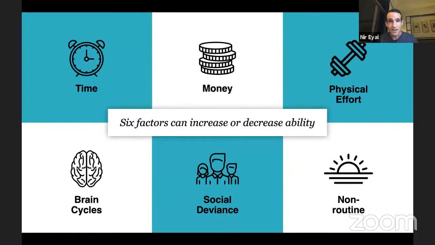the more difficult it is for them to do the behavior and the less likely they are to do it. Social deviance says that we become more likely to do something when we see other people like us doing it. And finally, non-routine says that we become more likely to do something when we have done it before in the past. What is that called? That's called practice, right? The more we do something, the easier it gets, the more likely we are to do it in the future.